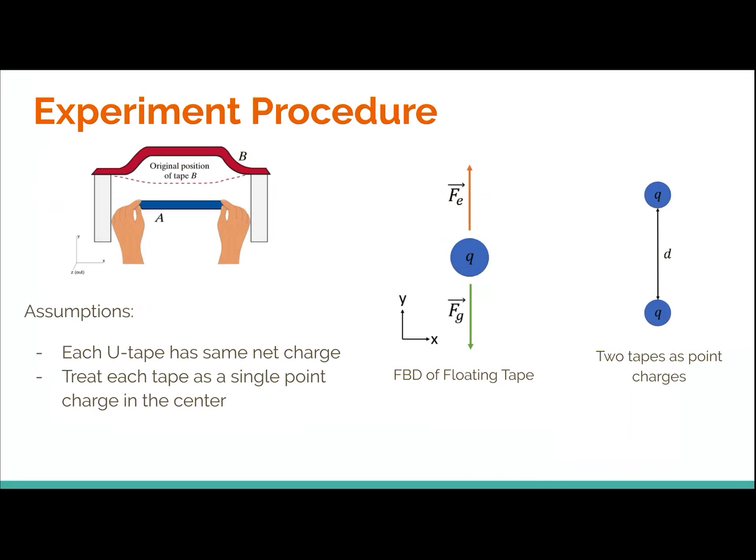For the actual experiment, I placed one of the U-tapes, tape B, on top of two thick books as in the diagram shown, and measured the distance between tape B and the bottom tape, tape A, when tape B started to float. For simplification, I assumed that each U-tape has the same net charge and treated each tape as a single point charge in the center of the tape. The free body diagram for the floating tape B is shown on the right, where FE and FG have to have the same magnitude when tape B starts to float. I will call the distance between tape A and tape B D.